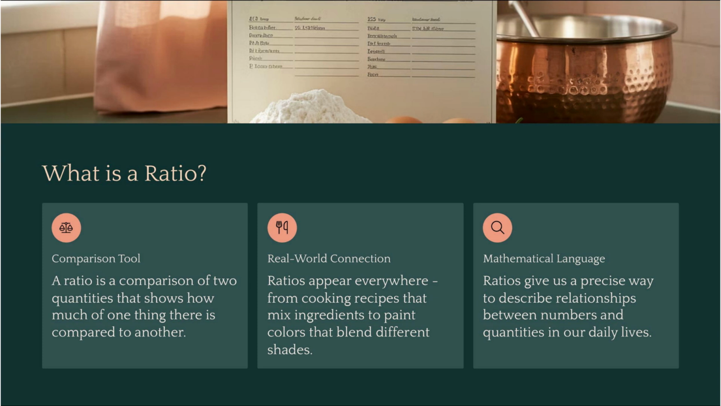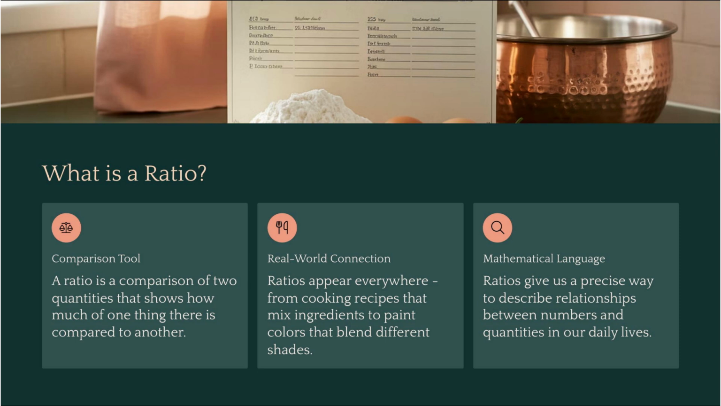A ratio is simply a way to compare two different things or amounts. Think of it like comparing the number of basketballs to the number of soccer balls on a gym shelf. It's a fundamental idea in math that lets us understand the relationships between quantities. When you see a ratio, it's telling you, for this amount of X, you'll have this amount of Y. We use ratios constantly, even if we don't realize it.